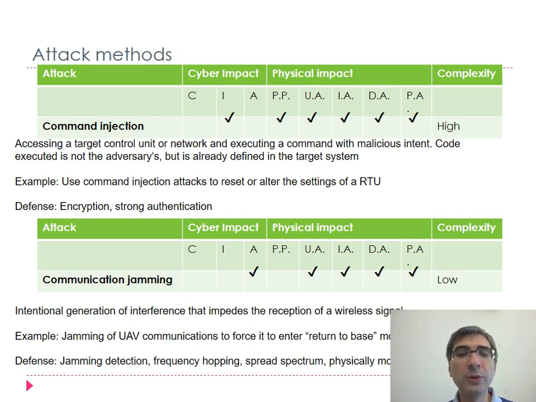So one way to use this in the context of cyber-physical attacks is to jam the communications of a drone, and in this way force it to return to base, to enter such a mode. And there are different types of defenses for communication jamming. For example, detection of jamming, and there are techniques that are used in order to mitigate the effects of jamming, like frequency hopping and spread spectrum, or physically moving, because jamming has a range. So by physically moving to a different place, you are not affected anymore by the communication jamming.